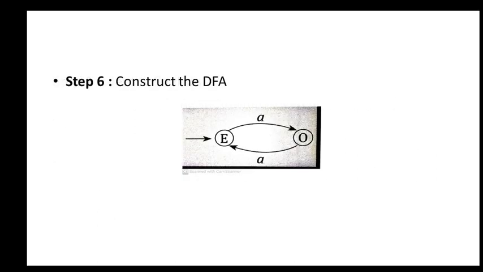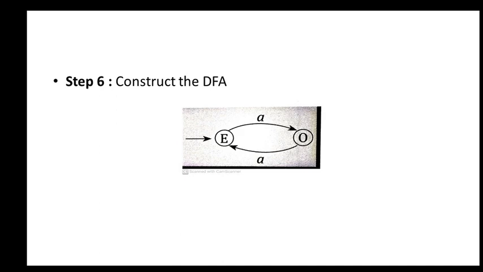That is the constructed DFA. The last step is to construct the DFA. How can we construct a DFA? We have two states, one is the E state, one is the O state. The transition from E on the input symbol A goes to O, and the transition from O on the input symbol A goes to E.